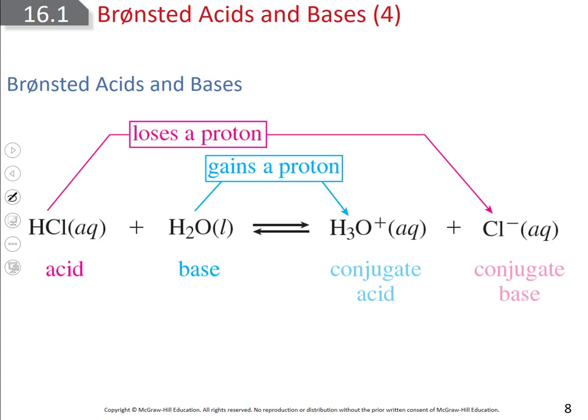So the acid donates the hydrogen. Its conjugate base is what is left over once it has donated its hydrogen. The base is what accepts that proton. Its conjugate acid is what is left over after it has accepted. So on our reactant side, we're going to have an acid and a base. On our product side, we're going to have a conjugate acid and a conjugate base.